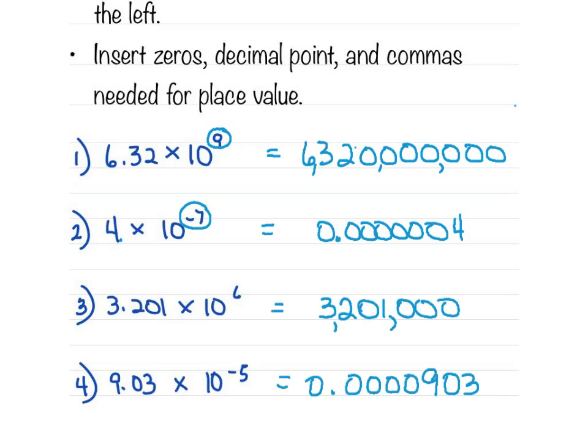For number 3, the answer is 3,201,000. Please note the commas are important in order to facilitate reading the number. Number 4, 0.0000903.